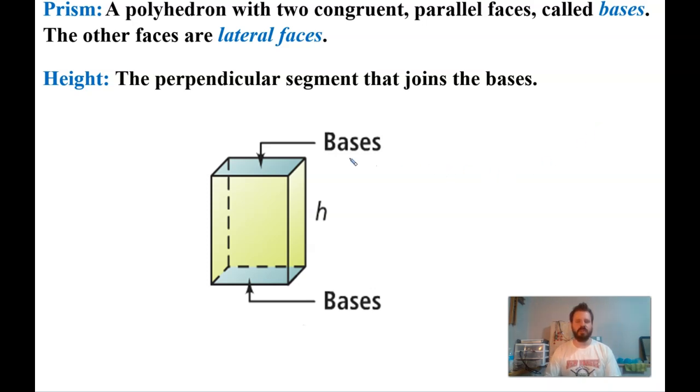Okay, so with a prism we have on opposite sides two congruent and parallel bases. So I can say top and bottom of this rectangular prism are the bases. And then the shapes that make up between the bases, we'll say are the lateral faces. Okay, other thing we have, we're going to say a height is the perpendicular segment that joins the bases.